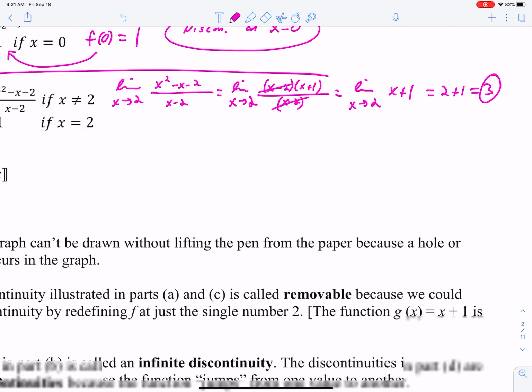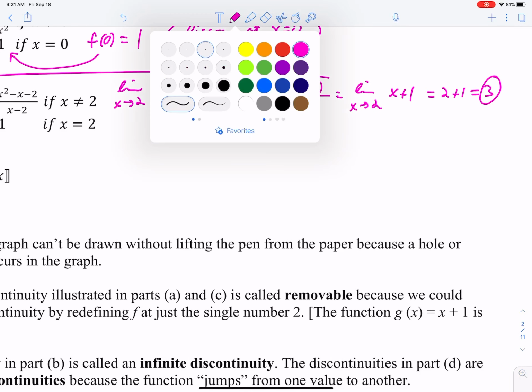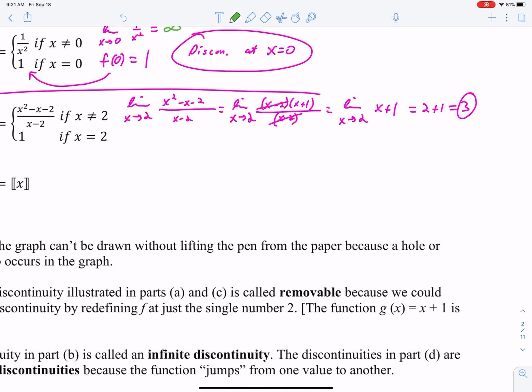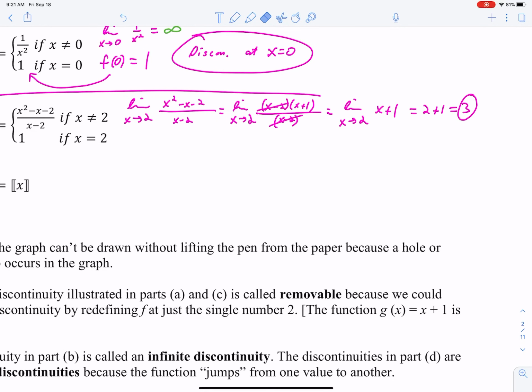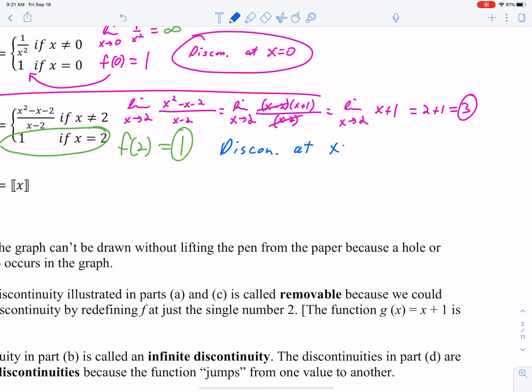And so the limit exists, so let's check now the function value. So let's see, f of 2, right, because we're using that a value of 2. F of 2, well, they tell us right here, is 1. There's a problem, though, right, because 3 and 1 are definitely not equal. So, discontinuous at x equals 2.